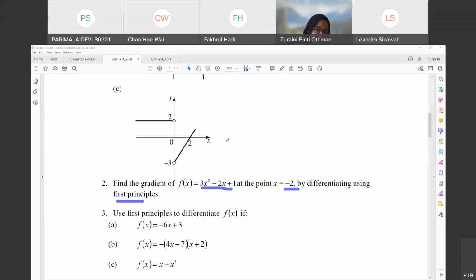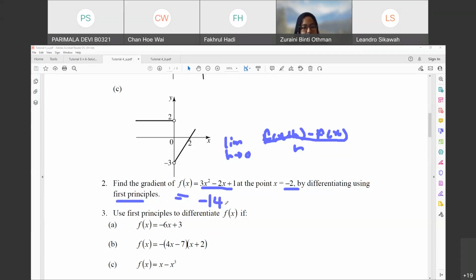This is first principle limit, using the limit as h approaching 0, f(x + h) minus f(x) divided by h. Okay, then what is the value for this? You will get 14. Please do it. Number 3.